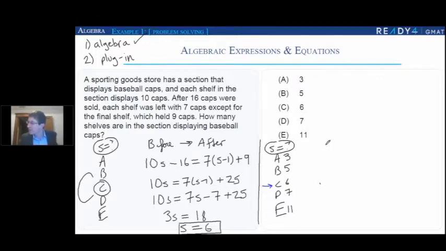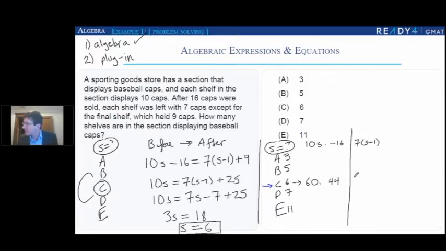So I'm going to work from left to right, almost as if I'm doing Microsoft Excel. First I'm going to figure out what 10S is. So 60 would be the starting number of my caps, since I'm starting with choice C. Then I'm going to subtract 16, and that number is now 44. I'm going to hold on to that number for a second. Then I'm going to think about what this 7S minus 1 is going to be.